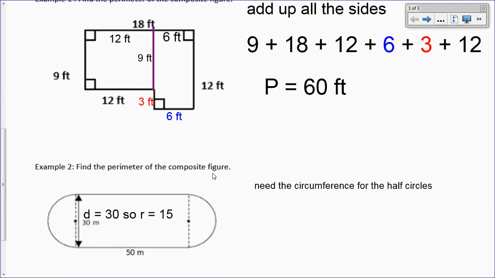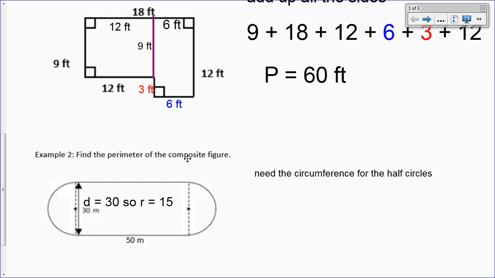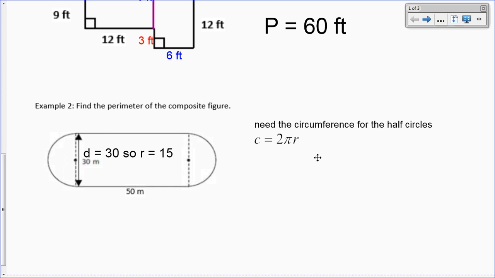So, example 2, same thing, we need to find the perimeter of this shape. Well, in order to do that, we need this side, which we already have, is 50 feet, and we need these half circle sides. So we need circumference for half a circle, which means this is the formula for a full circle. So half a circle is just dividing everything by 2. So I just get rid of this 2. Half a circle is just pi r.